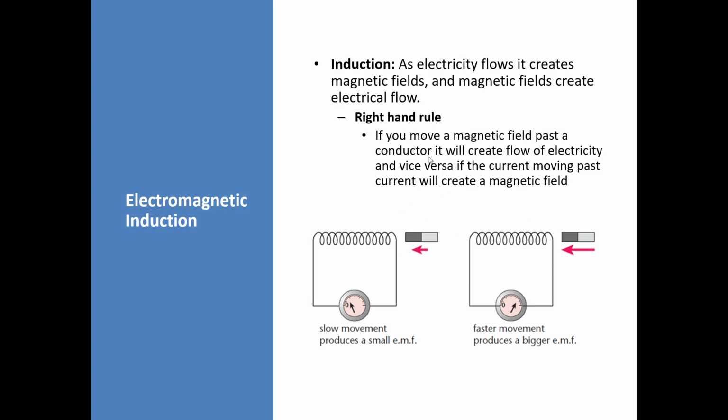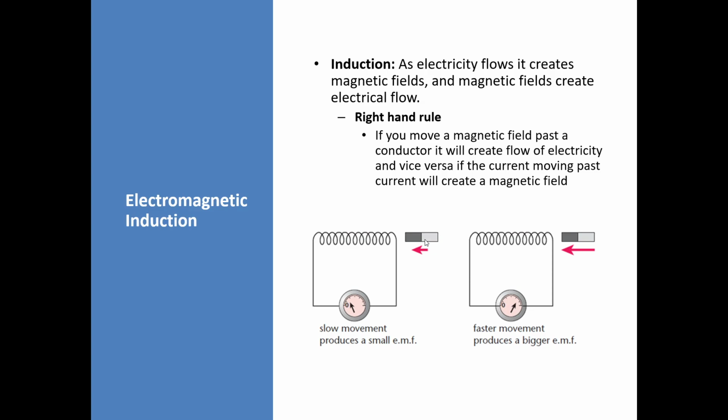So what happens with this right-hand rule is if we move a magnetic field past a conductor, this area of coiled wire just concentrates the amount of interaction between the flux lines and the wire, and vice versa. Vice versa meaning we would move this current or conductor past the magnet. It's going to create a magnetic field.